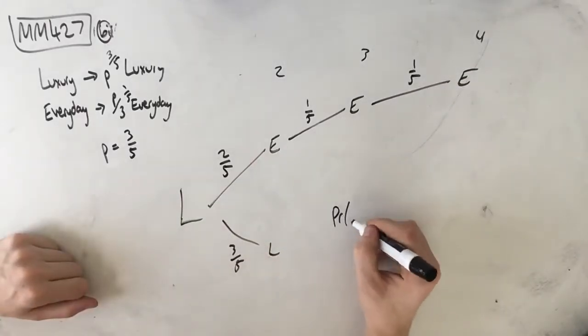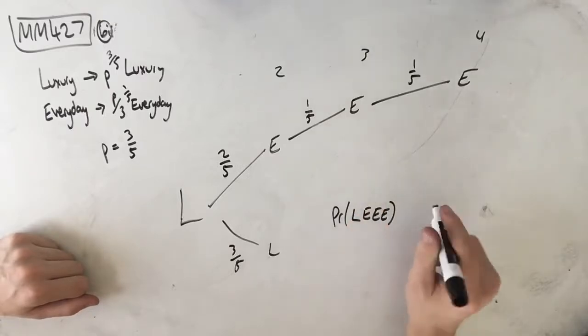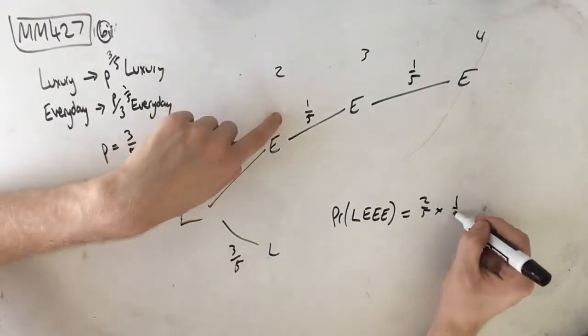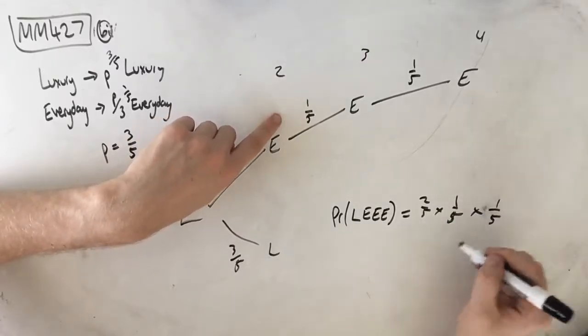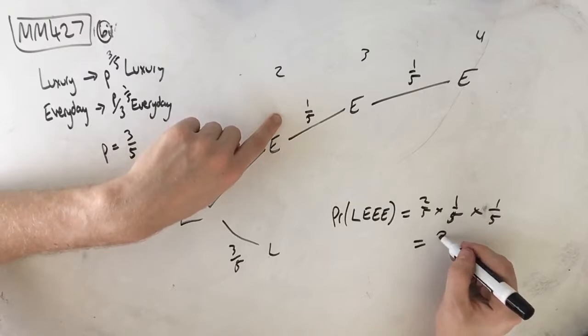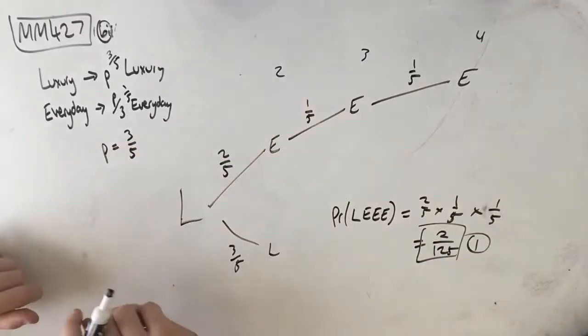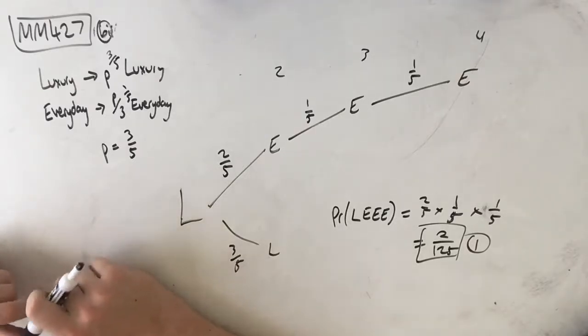Which means that the probability that we sell a luxury first and then everyday second, third, and fourth is equal to this path. So 2 in 5 times 1 in 5 times 1 in 5. What we get is 2 in 125. And that's our first and only mark for part BII. And that's it. So let's move on to the next one.